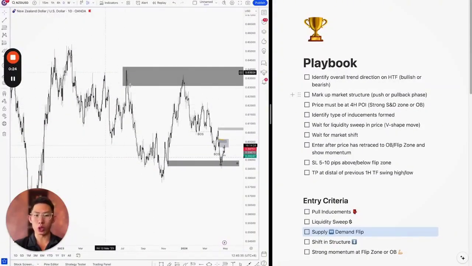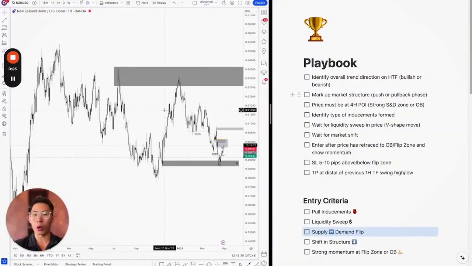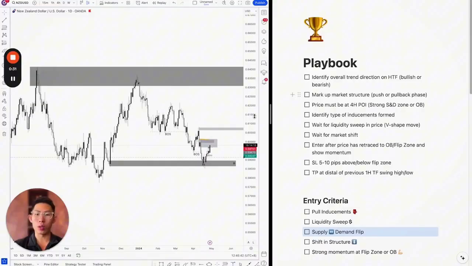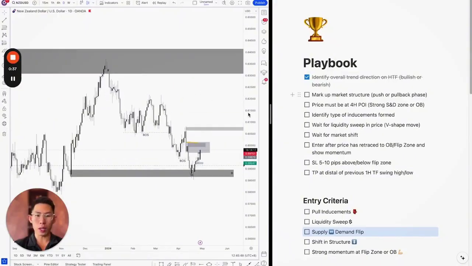It's a bearish trend, price is going down, and we should be potentially looking for any sort of sell position, unless price gets to a very strong demand zone or point of interest. So the overall trend direction is bearish, and then I mark up my market structure right here, break of structure here, break of structure here. Like I said, I'm just gonna speed run this stuff.